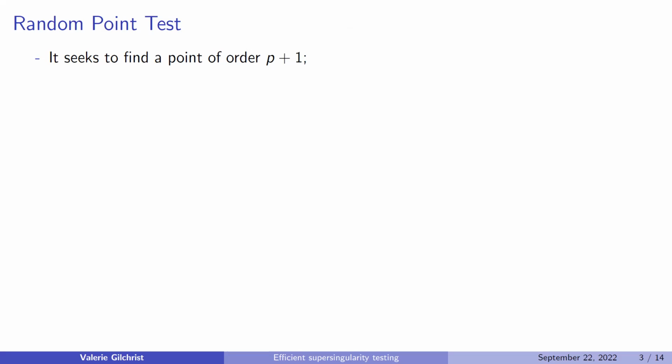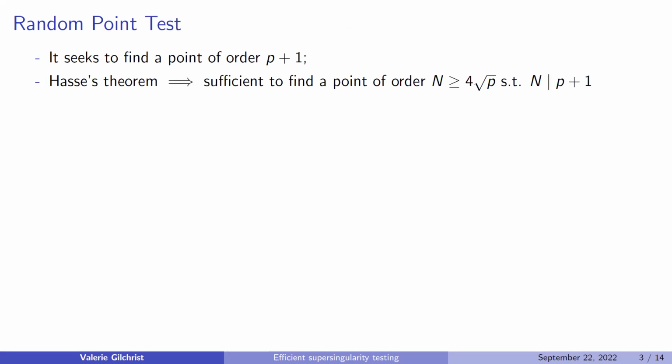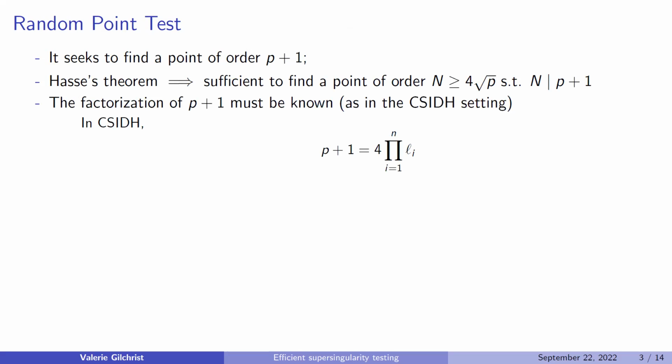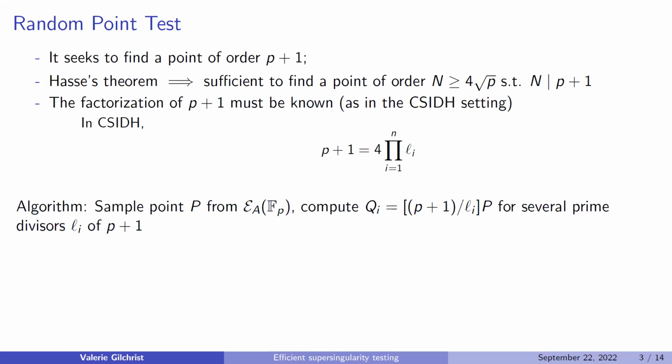It takes advantage of the Hasse interval, basically saying that if we can find a point of order dividing p+1 that is at least the size 4 root p, then it must lie in this very particular interval, meaning it will have to be p+1. One drawback here is that you definitely need to know the factorization of p+1, which in CSIDH is of this very nice form. So in key validation, not really a problem.